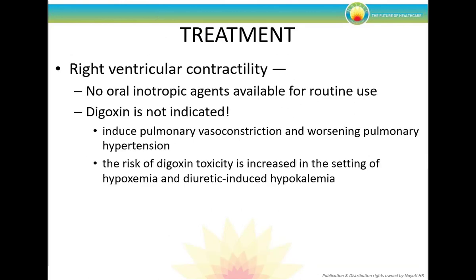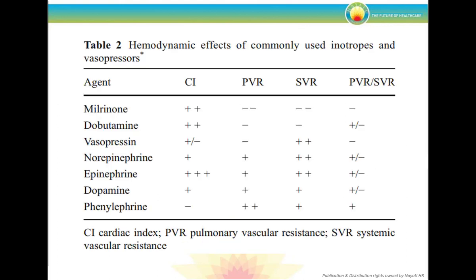Coming to the inotropic support, there is no orally available inotropic support specifically targeting the RV. Digoxin is not indicated. It induces pulmonary vasoconstriction and further worsens the pulmonary hypertension. And the risk of digoxin toxicity is quite high in the setting of hypoxemia and hypokalemia because of diuretics. So these are some of the agents that are useful.